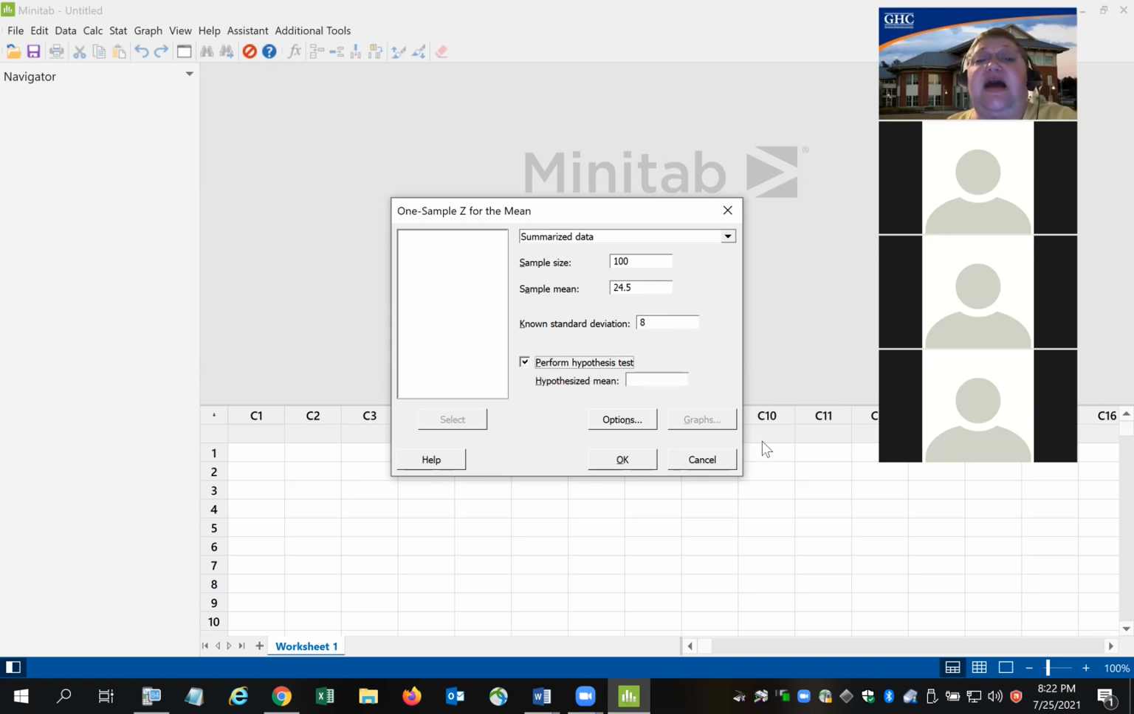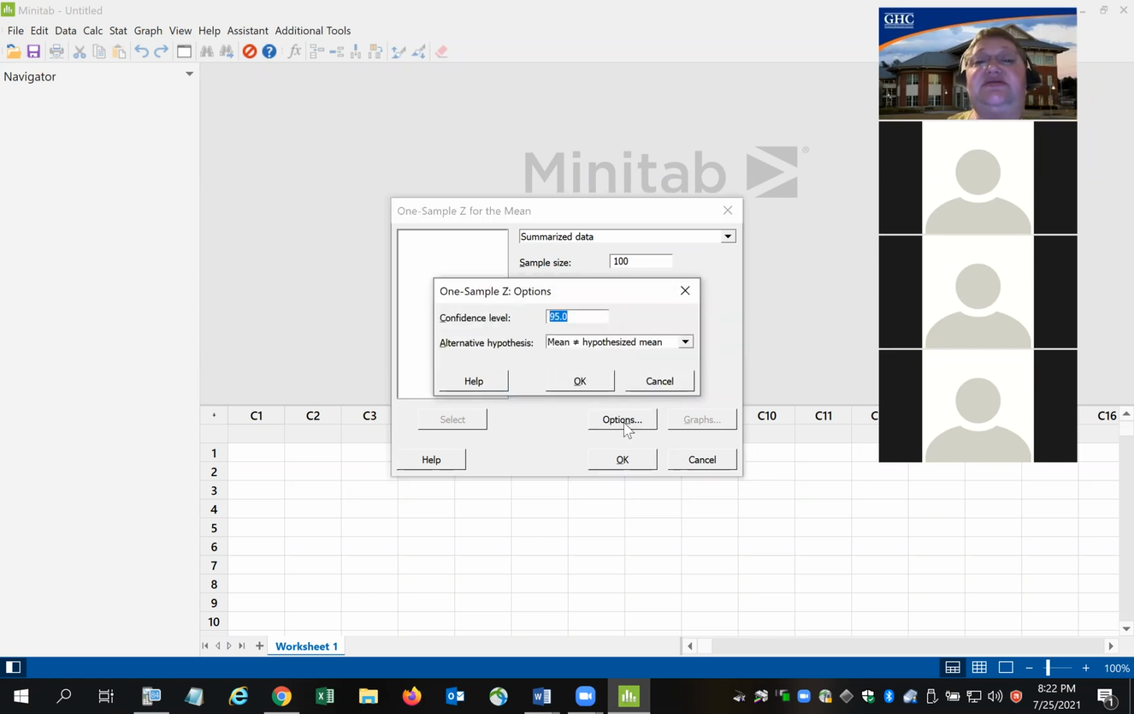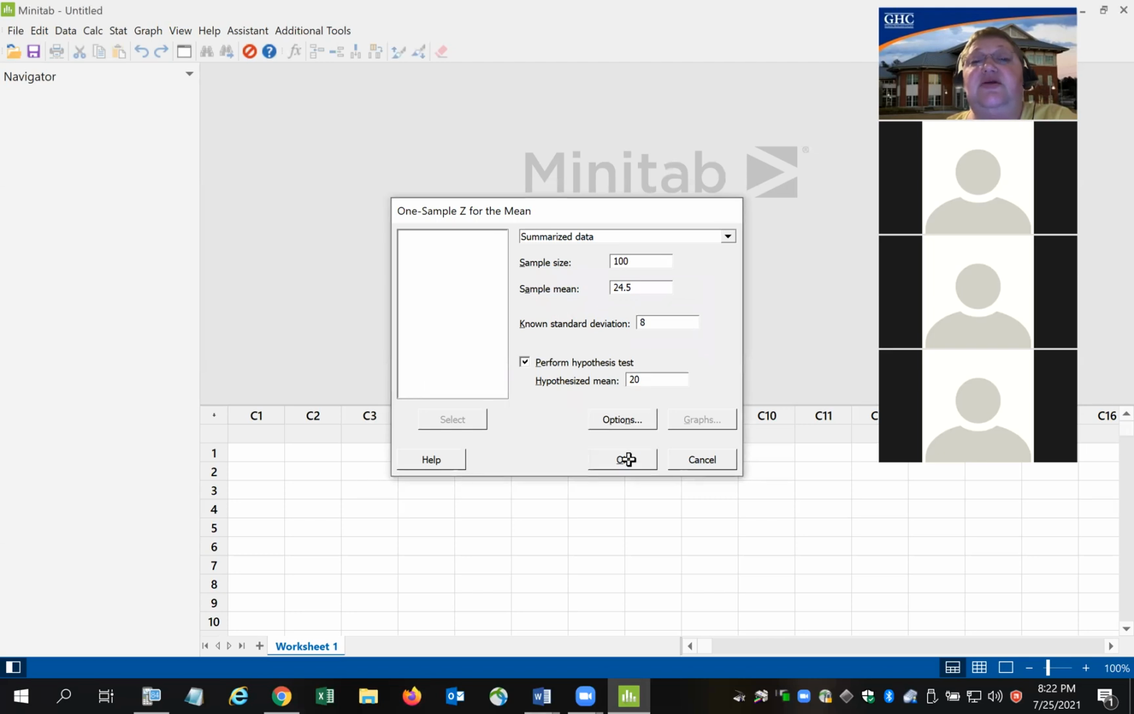I do want to perform a hypothesis test. My hypothesized mean, or the population mean, is 20. I click on options. I had a 5% significance level, so I have a 95% confidence level. And then I have to choose the right symbol that's in my hypothesis, which was the less than. I tell it okay, okay.